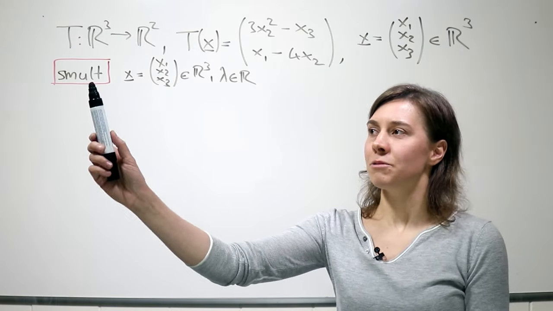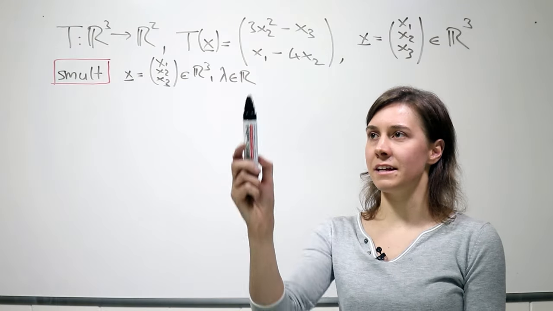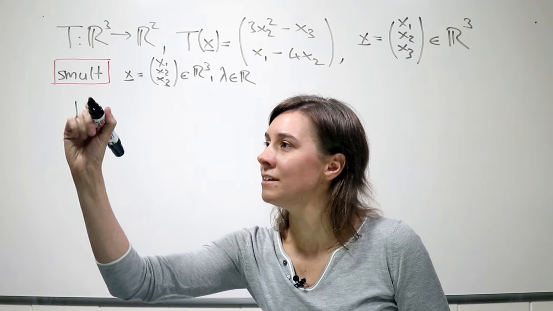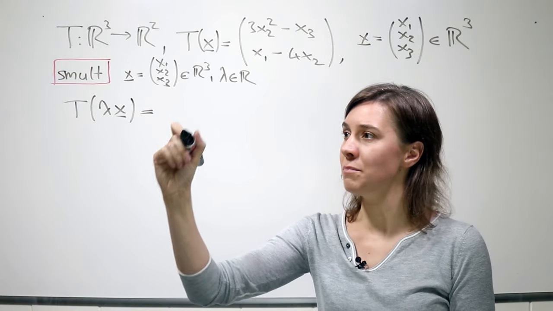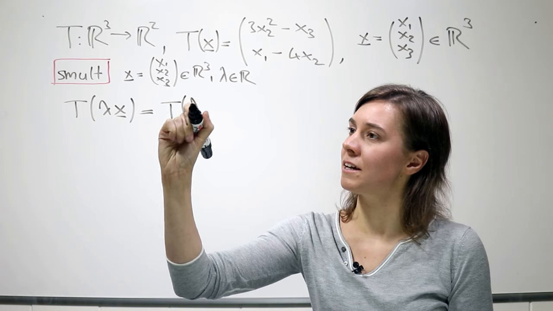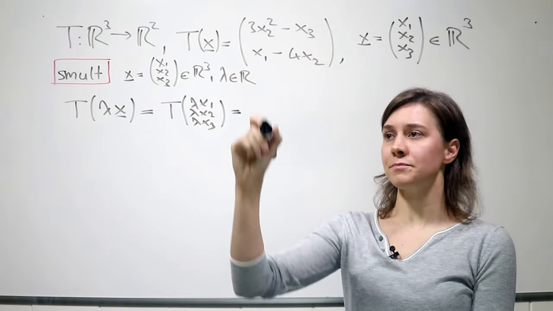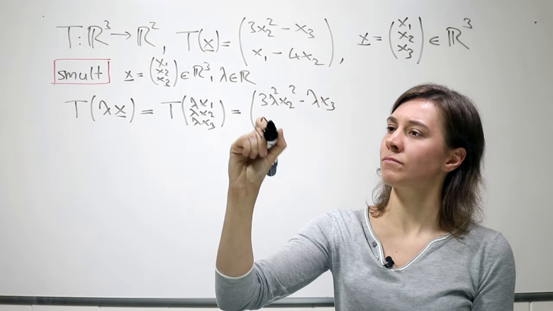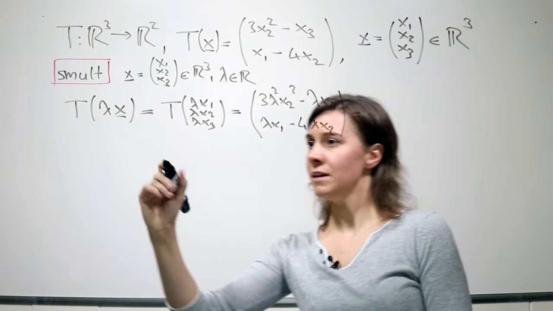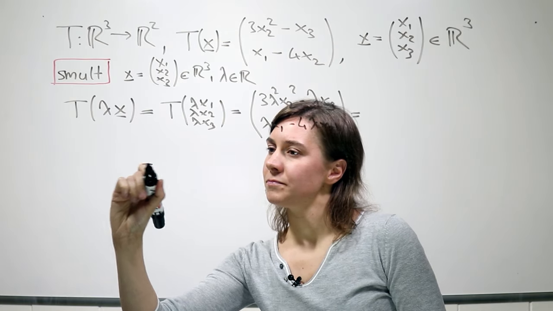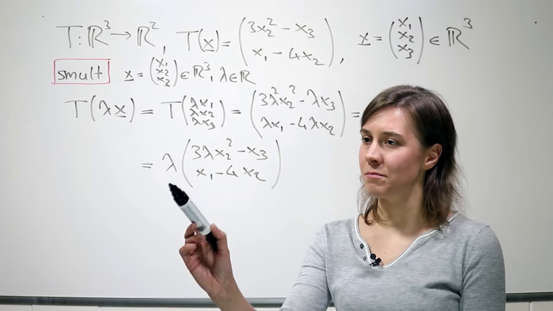So I've decided that we're going to go ahead and check the scalar multiplication property first. So let's take a vector x, x1, x2, and x3, and a scalar lambda. And let's look at T of lambda times x. So plug that into the definition of our map. T of lambda x1, lambda x2, lambda x3 will give, now, as we did before, we're going to pull out the scalar lambda. So we get lambda times this vector.